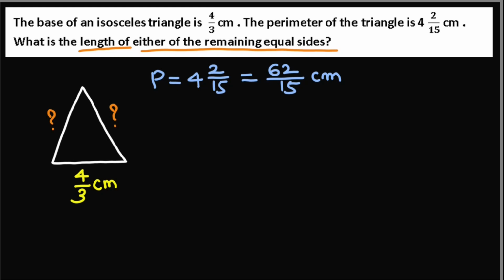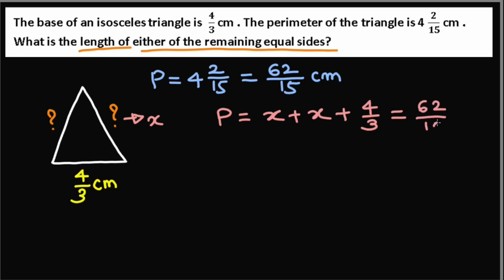So we have to find the lengths of these two equal sides of this triangle. We will start by assuming the unknown quantities, that means these two equal sides, to be x. So the perimeter of this triangle will be x plus x, that means sum of these two sides, plus 4 by 3 centimeter. Now this perimeter is given to be 62 by 15 centimeters. So this will be 2x equals, now we have to move this 4 by 3 to the right hand side. So it will be 62 by 15 minus 4 by 3.